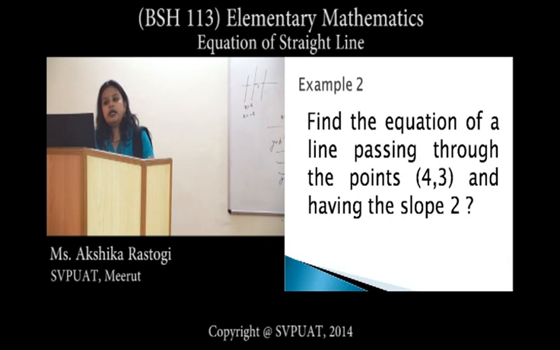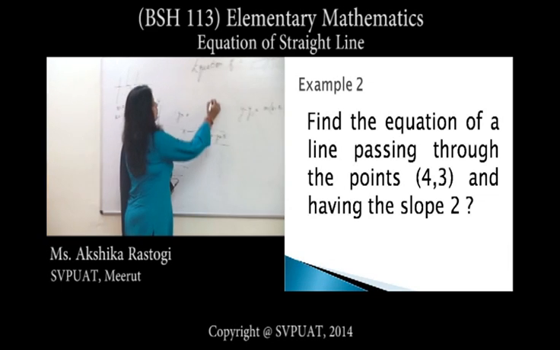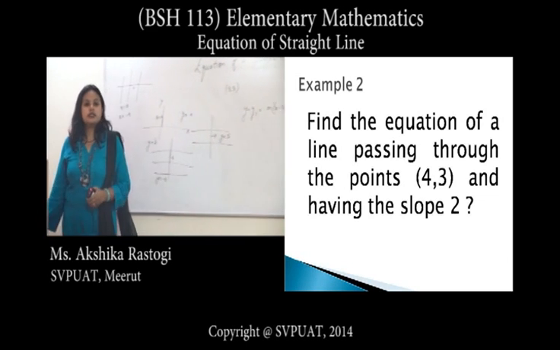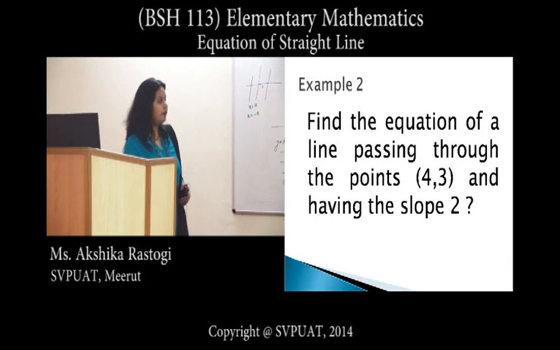The example is that we have to find the equation of a line passing through the point (4, 3). We have the point (4, 3) which is given in the example, and we have a slope of 2.